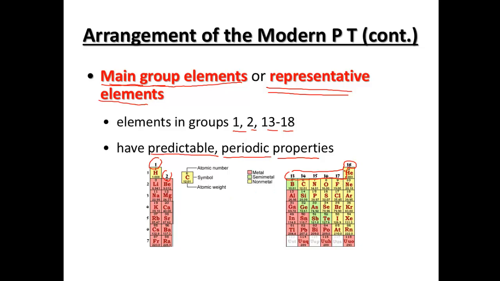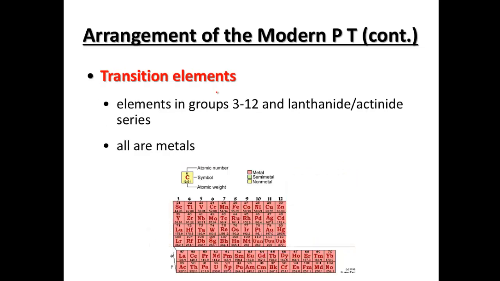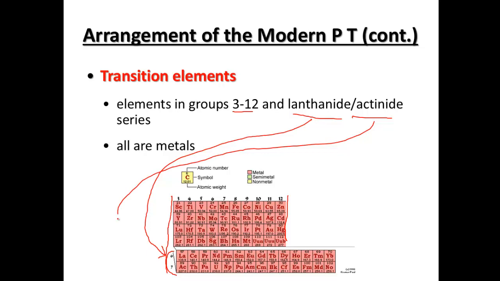So everybody in group 1, similar properties, group 2, similar properties, 13, 14, 15, 16, 17, and 18, similar chemical properties. Our transition elements, groups 3 through 12, so it's that center block on the periodic table, and we also include that bottom section down below. And we're going to call that bottom section the lanthanides, that first one, and the actinides are going to be that bottom section on the periodic table.